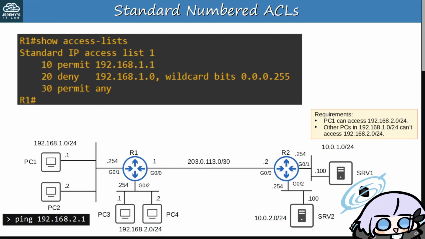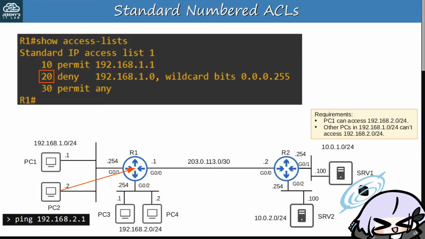What if PC2 tries to ping PC3? R1 receives the ping on G01, but it doesn't check the ACL because it's not applied to that interface. Once again, it checks the routing table and sees that it should forward the packet out of G02, but because ACL1 is applied outbound on G02, it checks ACL1 first. It checks the top entry first, permit 192.168.1.1/32. The source of the ping is 192.168.1.2, so it doesn't match.